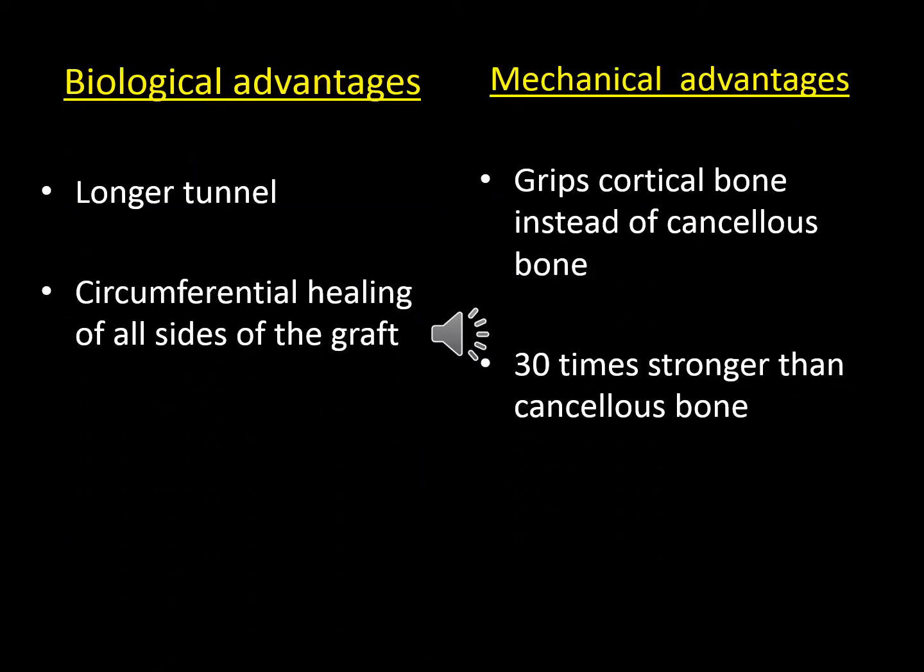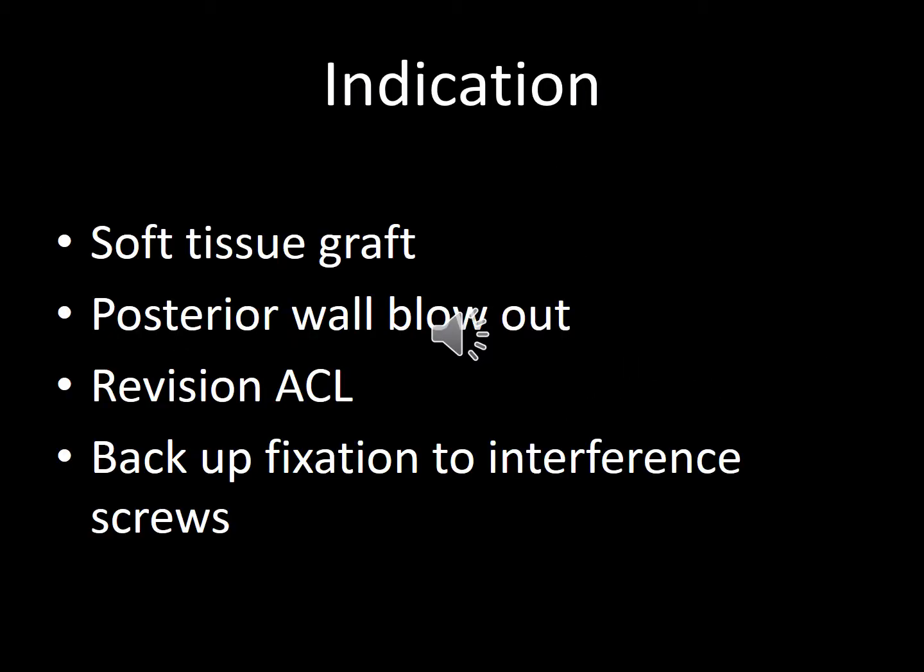The biological advantages of suspensory fixation are a longer tunnel and circumferential healing on all sides of the graft. The mechanical advantage is that it grips the cortical bone instead of cancellous bone, so it's 30 times stronger than the cancellous bone. Suspensory fixation is widely used during soft tissue graft fixation, posterior wall blowout, revision ACL, and as backup fixation to the interference screws.